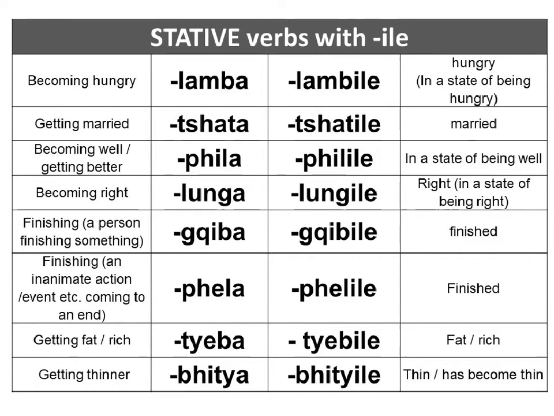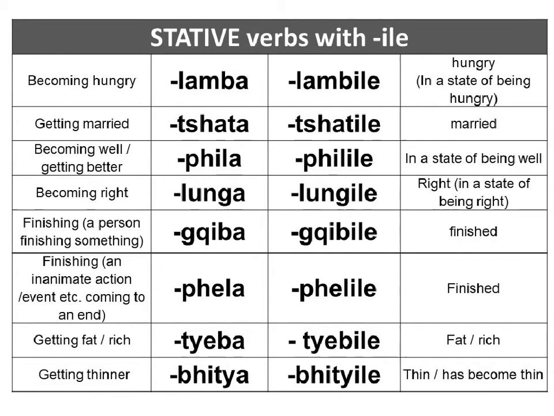So we're going to look a bit at that sentence structure and play with these different words. So the second word in our example here is chata, which means getting married. So if you are married, that's chatile. So you might ask somebody, uchatile na? And they might say, ewe, ndi chatile. We'll cover the negative in a different session.